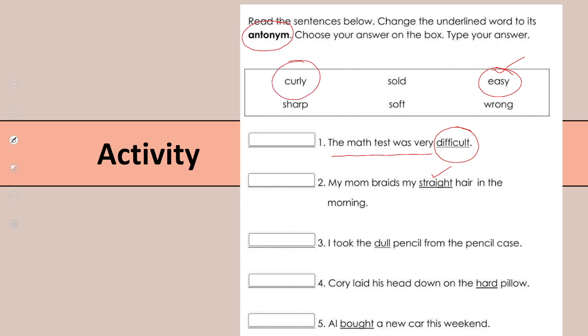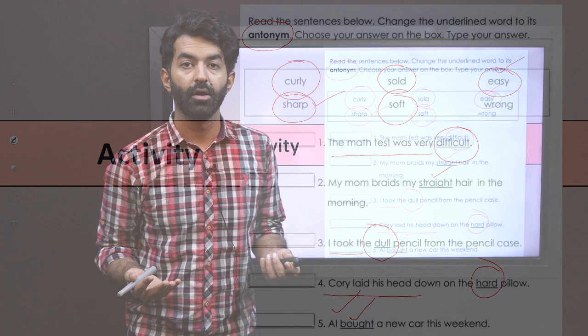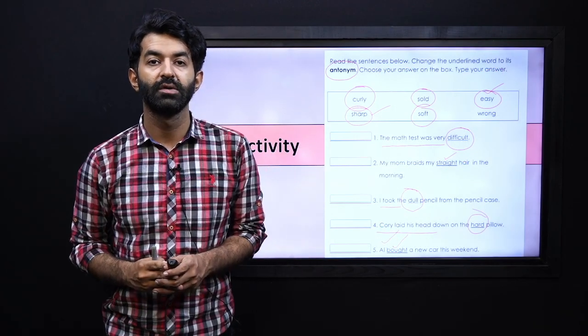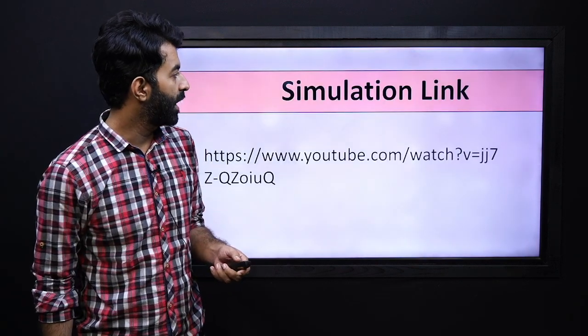We have curly hair. I took the dull pencil from the pencil case. Or dull pencil that you are unable to write with, so you need a sharp pencil. This is the opposite of dull. Corey laid his head down on the hard pillow. Hard's antonym is soft. Ali bought a new car this weekend. Bought. The opposite is sold. So we can say Ali sold a new car this weekend. So you can clearly see that we have selected the best antonyms from the word bank.